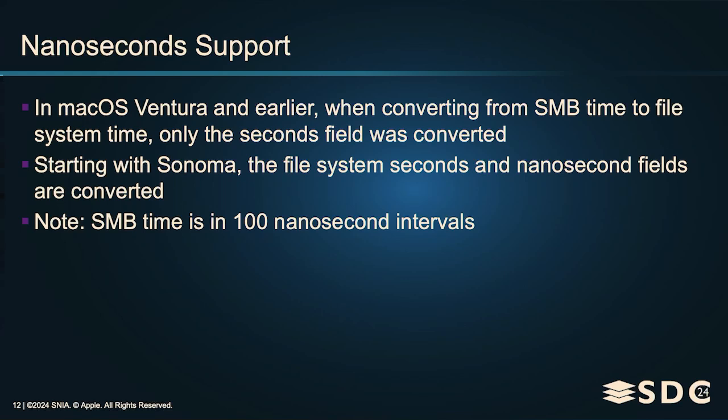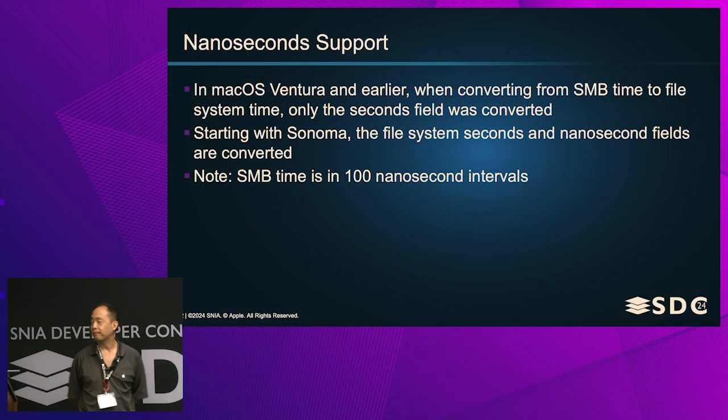So nanosecond support. In macOS Ventura and earlier, when we would look at SMB time, we would convert it to local file system time. We actually only converted the seconds field, and we ignored the nanoseconds field. So starting in Sonoma, we now convert the seconds and the nanoseconds time fields from SMB to the local file system, and vice versa, back. The thing that's kind of interesting is that SMB time is actually in 100 nanosecond intervals, so you have to do a little bit more math.